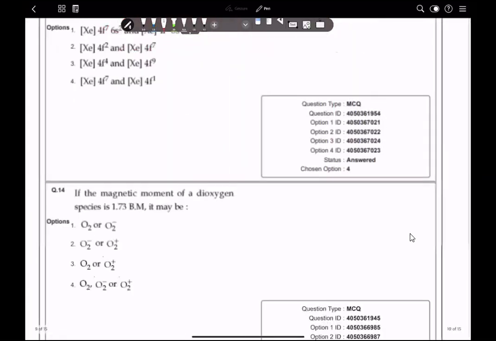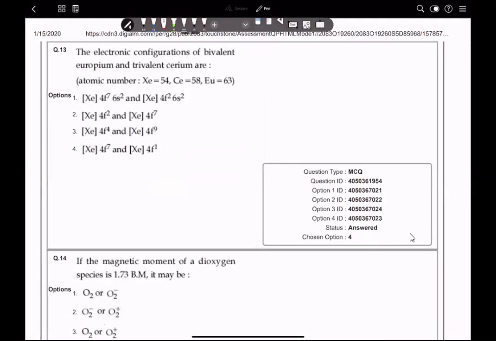This is question number 13. The question is given: the electronic configurations of bivalent europium and trivalent cerium are. So, as per the question, europium is 63 and Ce is 58. These are the two cases. Atomic number of xenon is 54. So after 54, further electrons left are 9, since 54 plus 9 is 63.